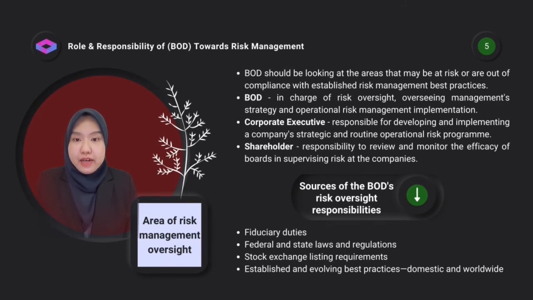Next is the area of risk management oversight. From a domestic and global perspective, the Board of Directors should be looking at the areas that may be at risk or are out of compliance with established risk management best practices. The Board of Directors is in charge of risk oversight. The unitary or supervisory board is in charge of deciding the company's strategies and business model, as well as determining and agreeing on the level of risk involved.